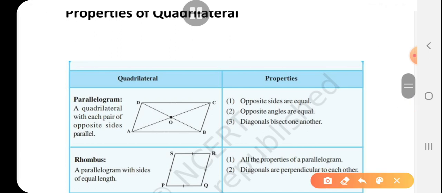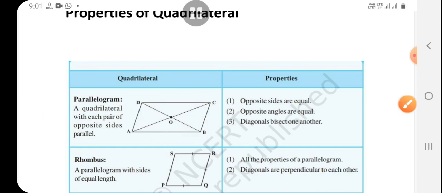First one is a parallelogram. The definition is that it is a quadrilateral in which each pair of opposite sides is parallel. It means that ABCD is a quadrilateral, and this is the AB side and its opposite side is CD. Similarly, this is the AD side and its opposite side is BC. So the condition is that if AB is parallel to DC and AD is parallel to BC, then this type of quadrilateral is called a parallelogram. Now its properties.